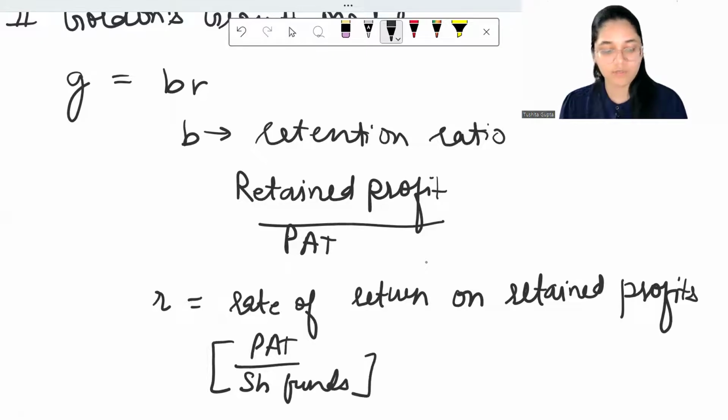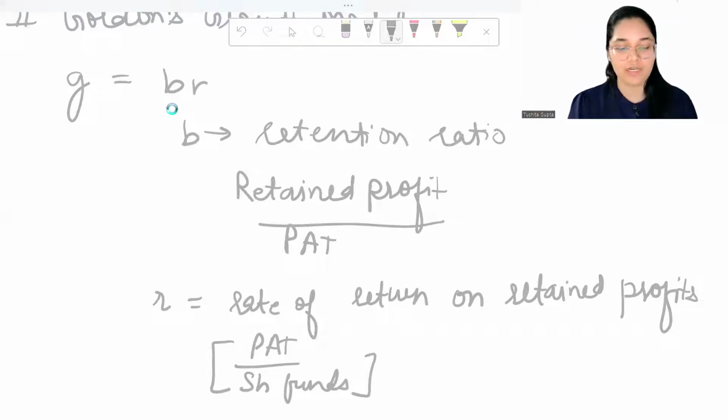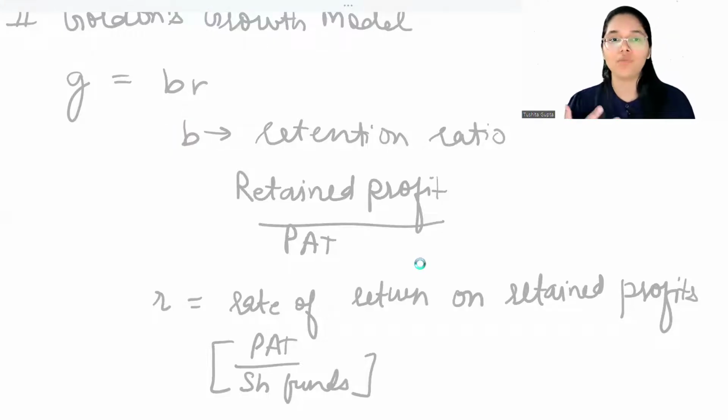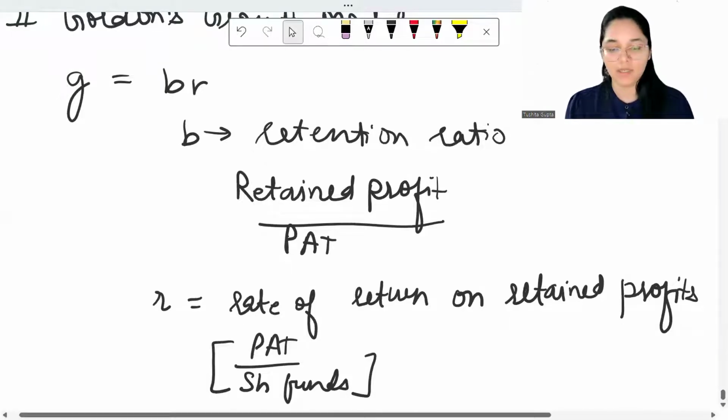So this is how you can work out the R over here. You multiply both of the things and then you will have the G, which is going to be the growth rate. So this is how Gordon's model gives you the formula G equals BR to work out the growth rate, and then you can use the formula which we have written above for the growth model, and you can use that formula to work out the numbers.